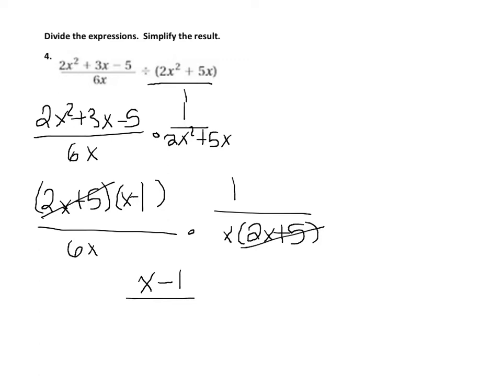Now this is the one time where you can write it like this, 6x squared. You don't have to do factored form there. Okay?